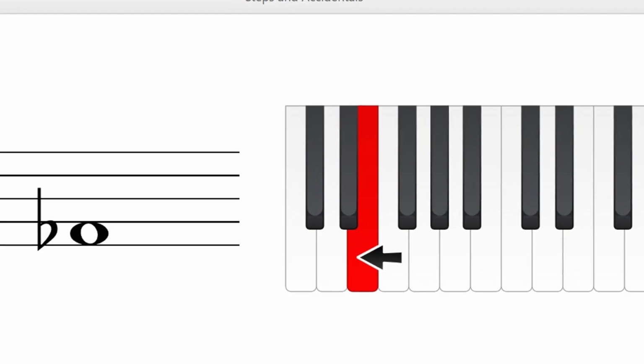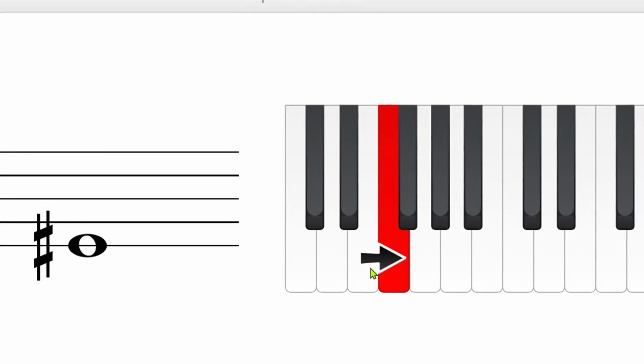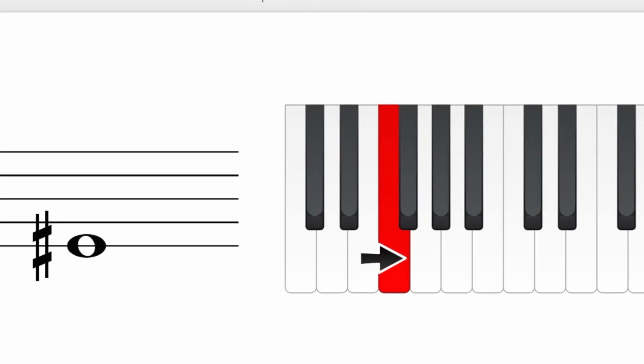Another example would be E to F. Now, if you're on E and you flat it, that would be an E flat. The black key below the E would be called an E flat. Likewise with the F, if you sharpen it, F could be called an E sharp.